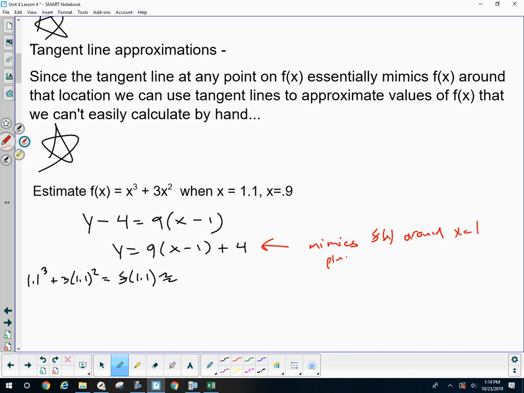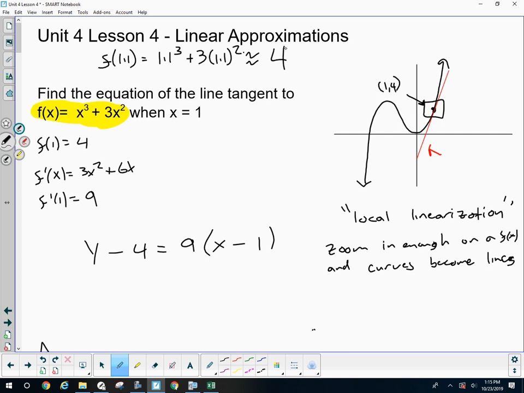This mimics f of x around x equals 1. Plug in x's into this. And it's just for this situation. It's just for this function at this point 1. So I get 9 times 1.1 minus 1 plus 4. 9 times 0.1. We should know that 9 times 0.1 is just 0.9. It's 1/10. Just move the decimal place over once. You get 4.9. So not only do I think it's 4, I actually think it's probably closer to 4.9.